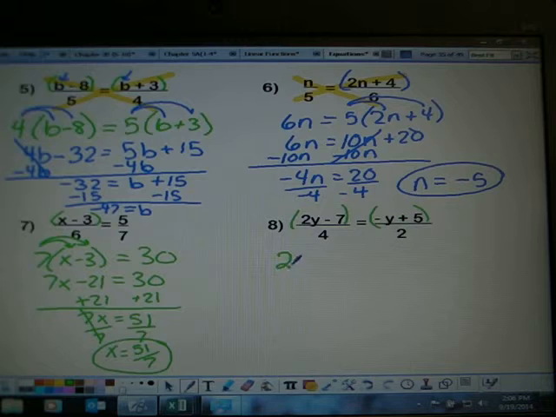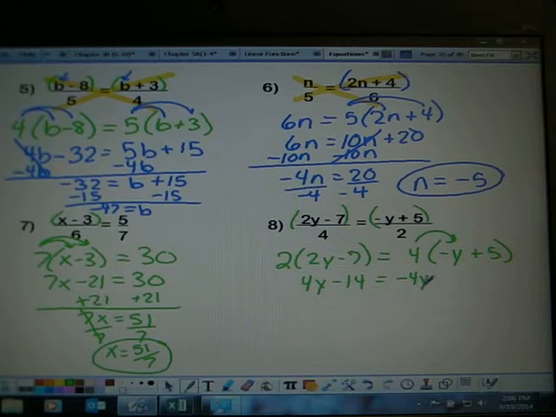Multiplying here, we get 2 times 2y minus 7 equal to 4 times, you do need to include that negative sign inside the parentheses, 4y minus 14 equals 4 times negative y is negative 4y. And then plus 20. You have y's on both sides. Again, I like to move the smaller one, so I'm going to move this one right here. And that's going to give me 8y minus 14 equal to 20.